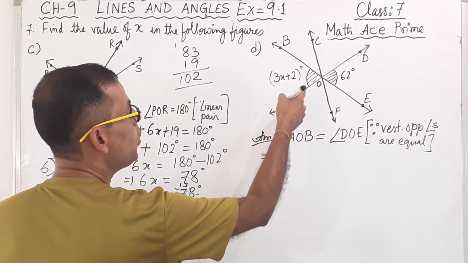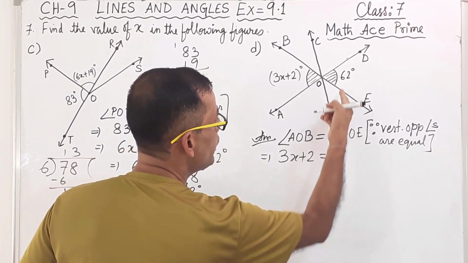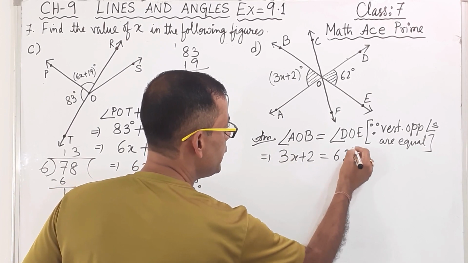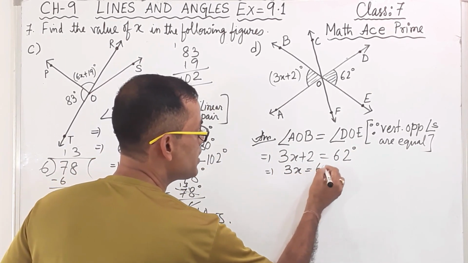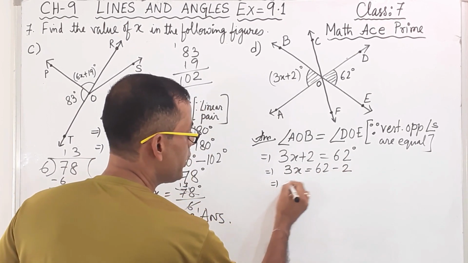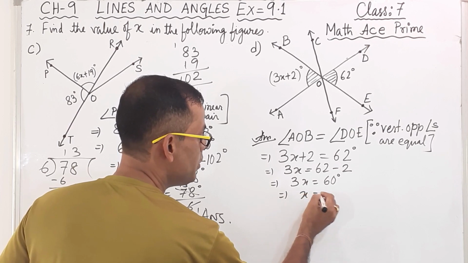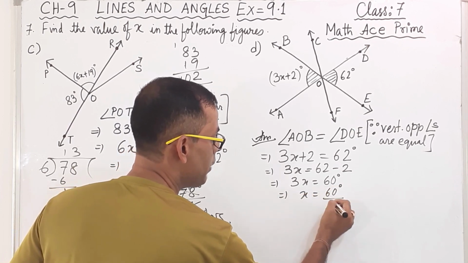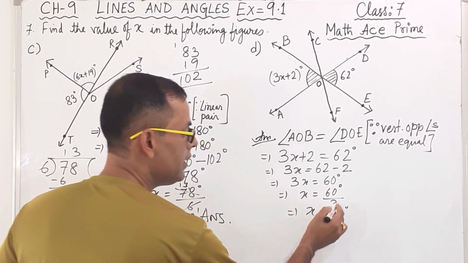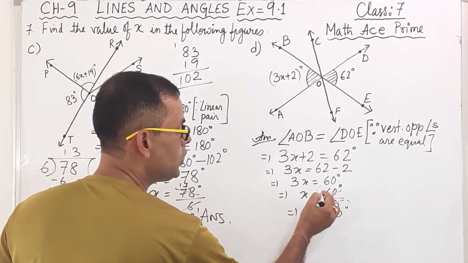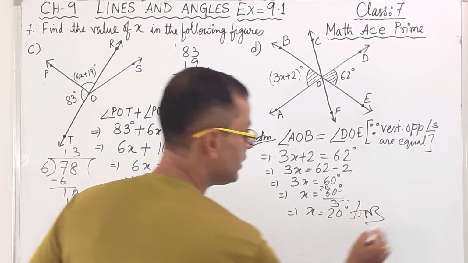Now angle AOB is what? 3x plus 2, and DOE is what? 62 degree. Clear? Now 3x equal to 62 minus 2. So what you get? 3x equal to 60 degree. Now x will be what? 60 degree divided by 3. So if you cut, you will get 20 degree. See, 3 ones are 3 and 3 twos are 6, 0. So 20 degree, and this is the answer.